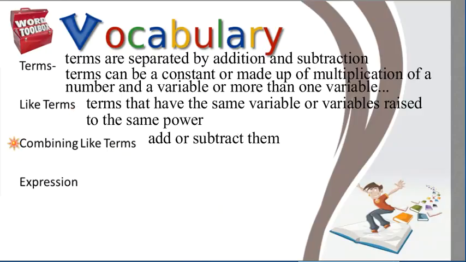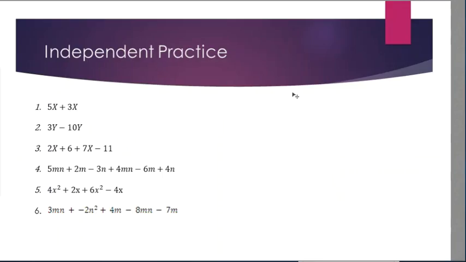like terms. Okay, so let's go back to our independent practice slide, and we are going to work on combining like terms. So the way that you combine like terms is you add the coefficients and the variable or variables stay exactly the same. The tricky thing to remember is that whatever sign is in front of that term, that is the sign of the coefficient.